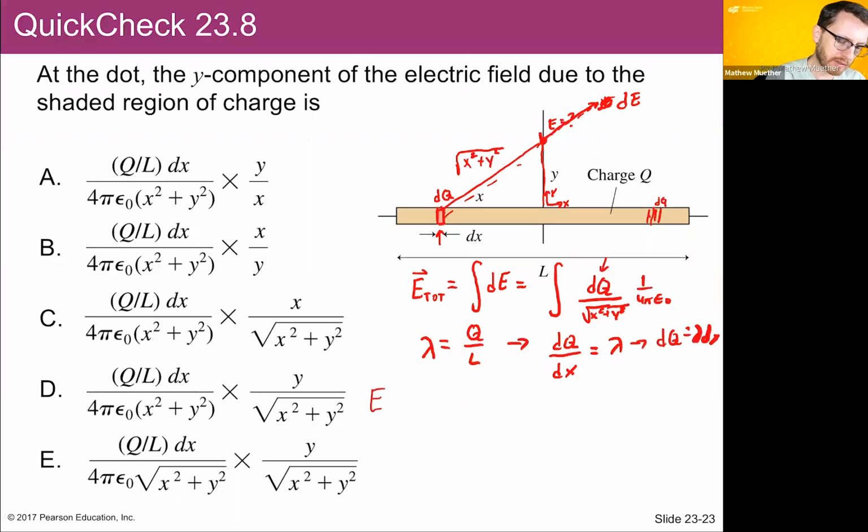So I end up with something that looks like this. The total electric field is going to equal the integral of lambda dx over the square root of x squared plus y squared, and then I have my 1 over 4 pi epsilon naught sitting out here.